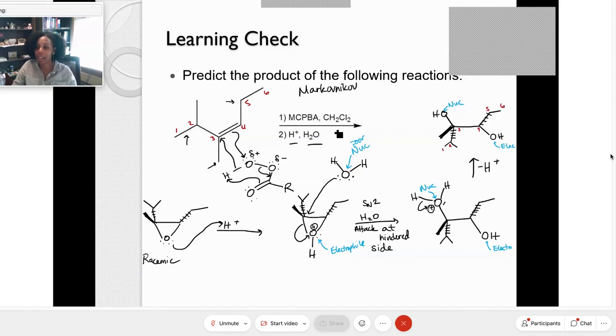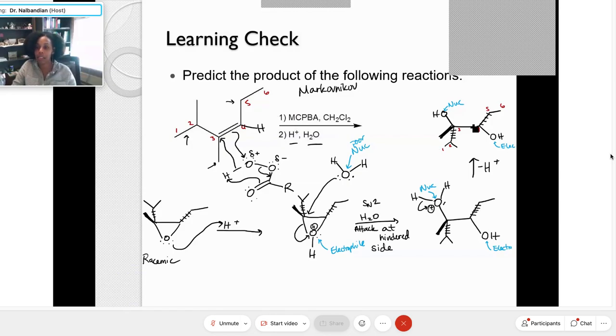The electrophile goes where there are more H's. We know that there's one hydrogen on carbon 4. The electrophile goes where there are more H's. The nucleophile goes where there were fewer H's. So this is a Markovnikov addition where carbon 4 got the original OH that was the electrophile.